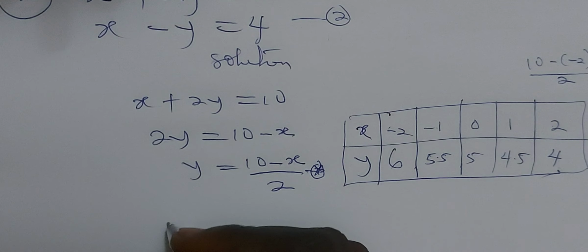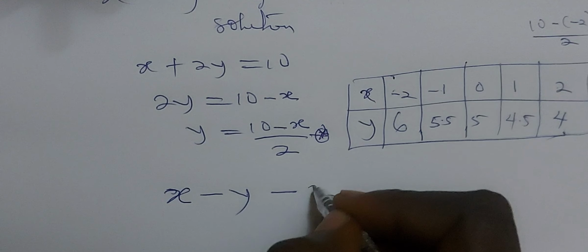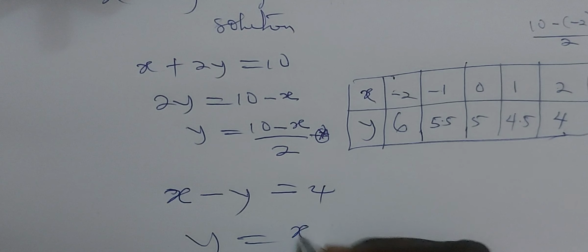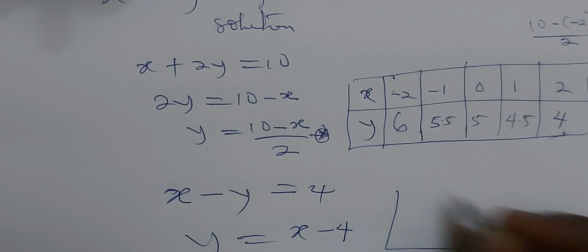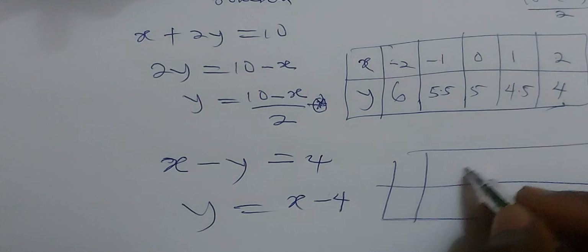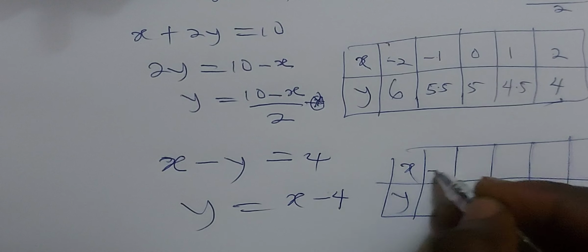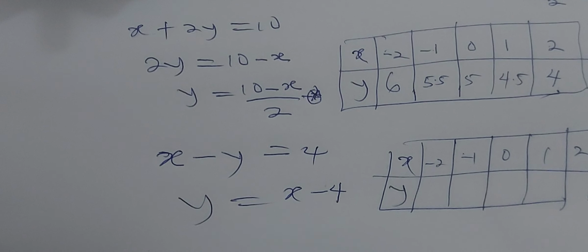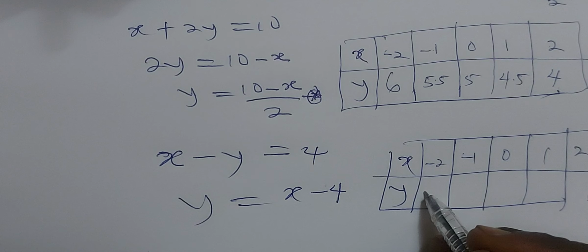So for the second one, we have x minus y equals 4. So your y is equal to x minus 4. So you prepare a table for this. Same thing, use the same range. We have x, we have y, minus 2, minus 1, 0, 1, and 2. You put these values here, and whatever you come out with is the value of your y.